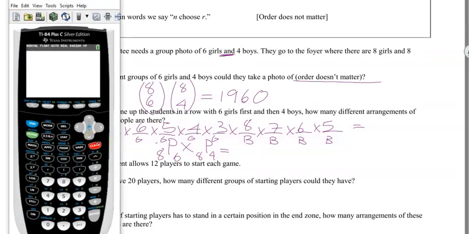Okay, let's put it in. So math, probability, the P is 2, 8P6. And legit, I can just put them next to each other. It's going to know that it's 8P4. And it's a little bit bigger, as in 33,868,800.